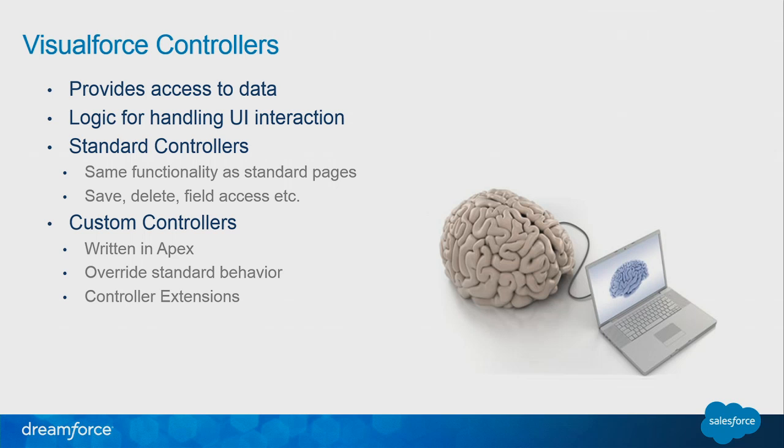So the standard controllers are the ones that give you the same functionality as standard pages in Salesforce: the save, the delete, the access to field data, et cetera. And the custom controllers are what you write in Apex to do something beyond what the standard behaviors would be. If you need save to do something other than what the regular save button in Salesforce does on your Visualforce page, you can rewrite save using an Apex controller. So instead of just saving, maybe you're going to check for a duplicate before you actually save the data and get the user to confirm yes or no.